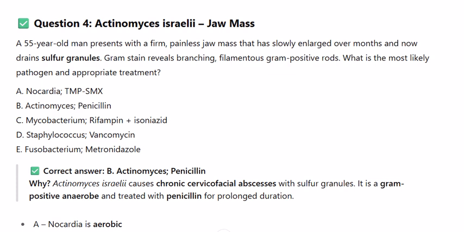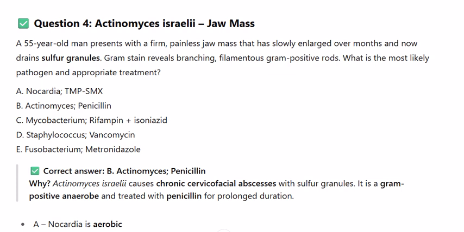A. Nocardia, TMP-SMX. B. Actinomyces, penicillin. C. Mycobacterium, rifampin plus isoniazid. D. Staphylococcus, vancomycin. E. Fusobacterium, metronidazole. Correct answer, B. Actinomyces, penicillin.